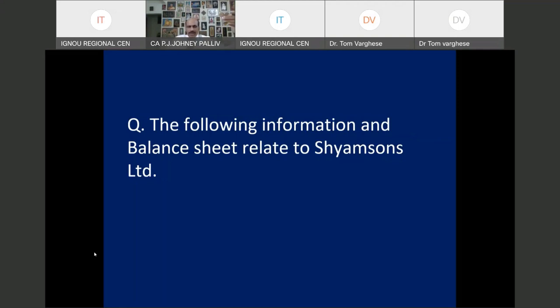So opening plus receipts minus payments is equal to closing balance. This is what is called a cash flow statement. Whereas a fund flow statement is a statement showing sources and application: how you have generated the funds and how you have invested the funds. This is what is called a fund flow statement.